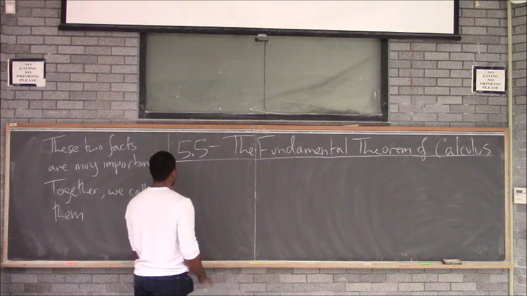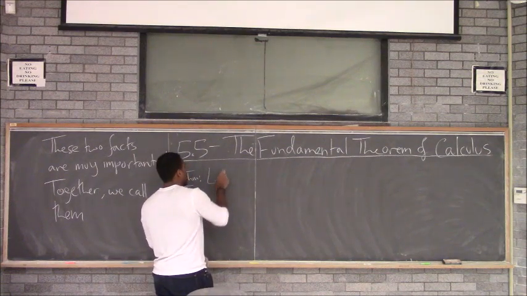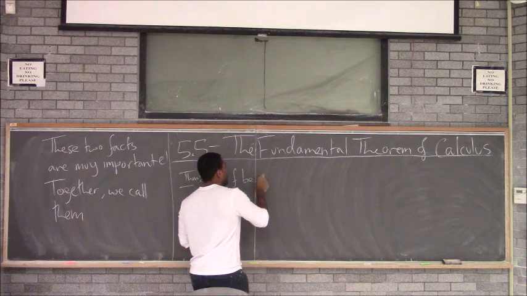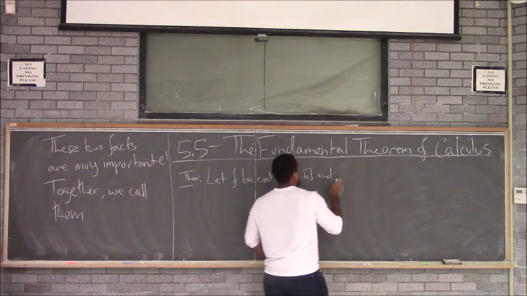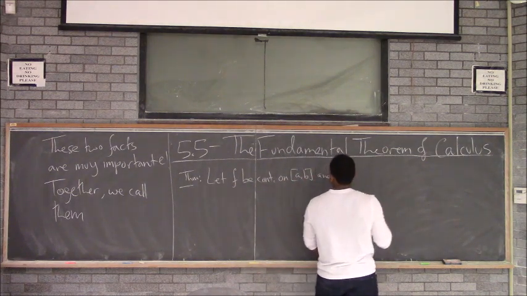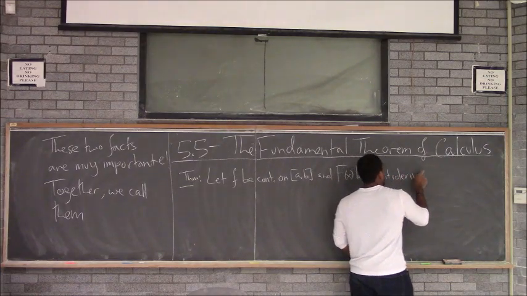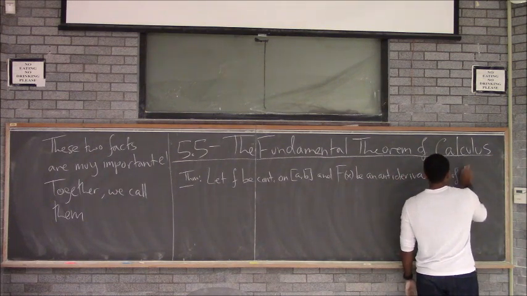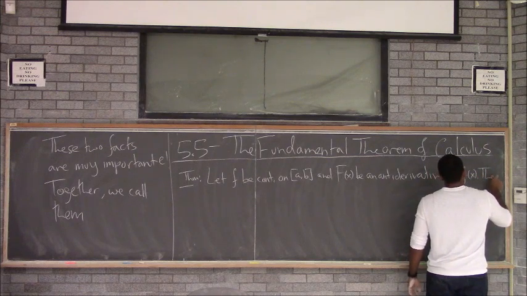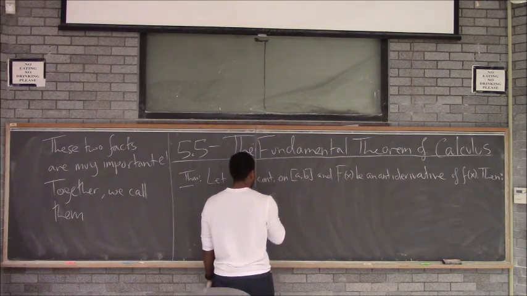And so this theorem says, let f be continuous on an interval [a, b], and big F of x be an antiderivative. I'm giving it a lot of board space because it's actually really important. Then we know two things. One, called part one.